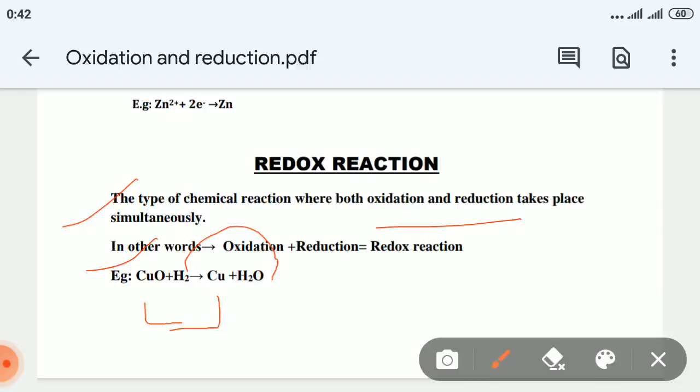So hydrogen accepting oxygen means there is the addition of oxygen. So it is the example of oxidation reaction. And copper oxide losing its oxygen and turning to copper is a reduction reaction, because in the reduction reaction there is the loss of oxygen, and in the oxidation reaction there is the gain of oxygen.